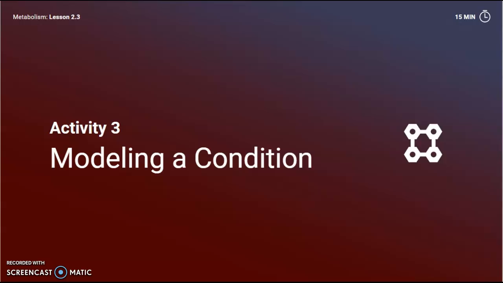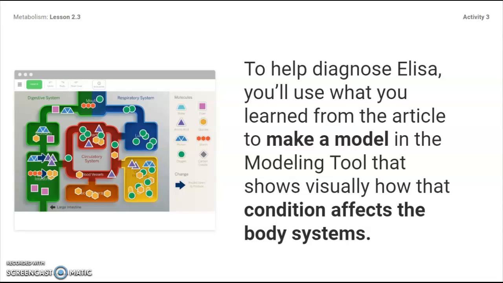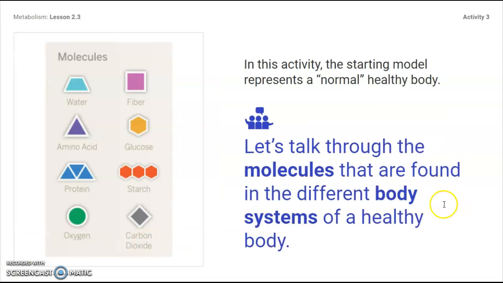In activity 3, you're going to be using a model to look at the conditions. To help you to diagnose, you're going to use what you've learned from the article to make a model in the modeling tool that visually shows how the conditions affect your body system. So we're going to focus on how it happens in the systems. Let's talk about the molecules that are found throughout the body systems.